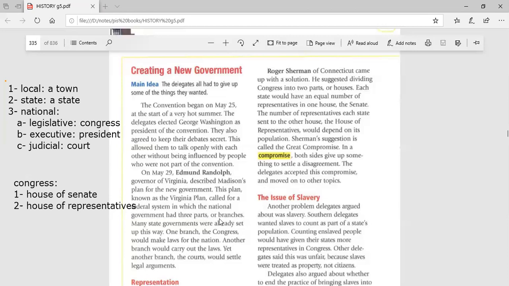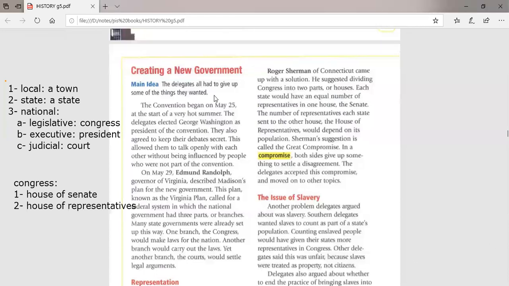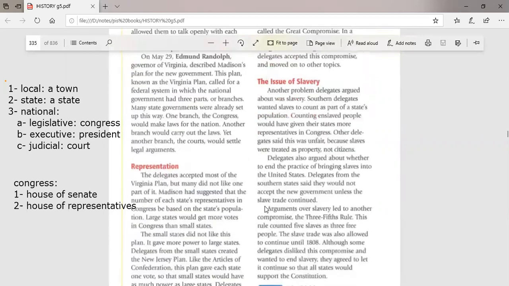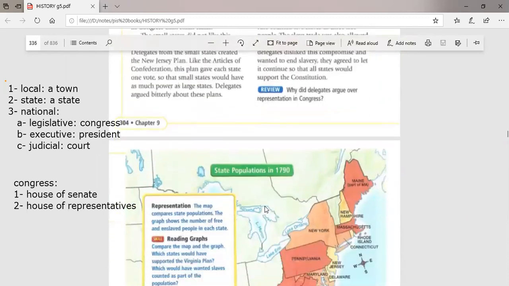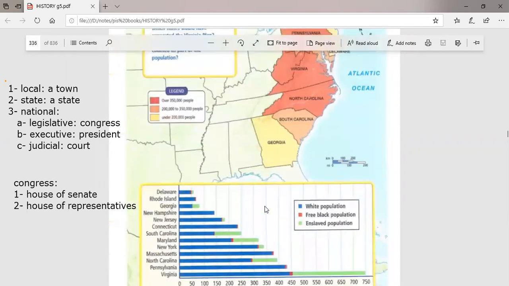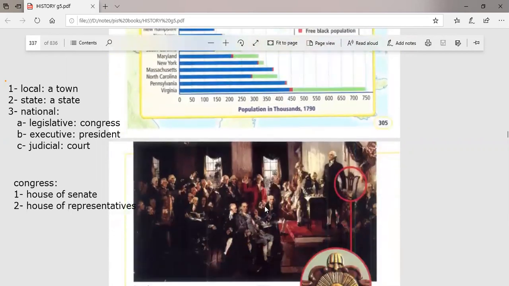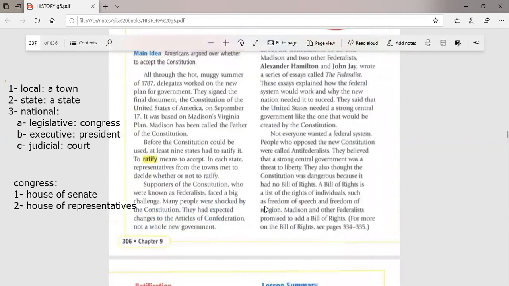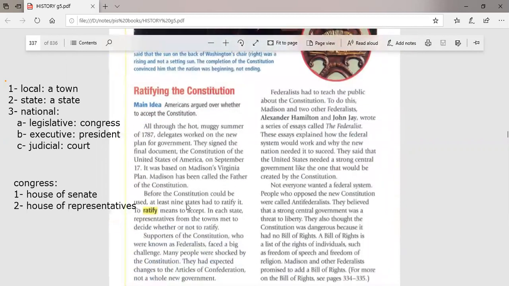All of this is called the Virginia Plan. Okay, this Virginia Plan, of course, included in the Constitution. Okay, after that, guys, we are gonna speak about ratifying the Constitution. You know that to ratify means accept. Now we have 11 states, and 9 states must accept the Constitution.